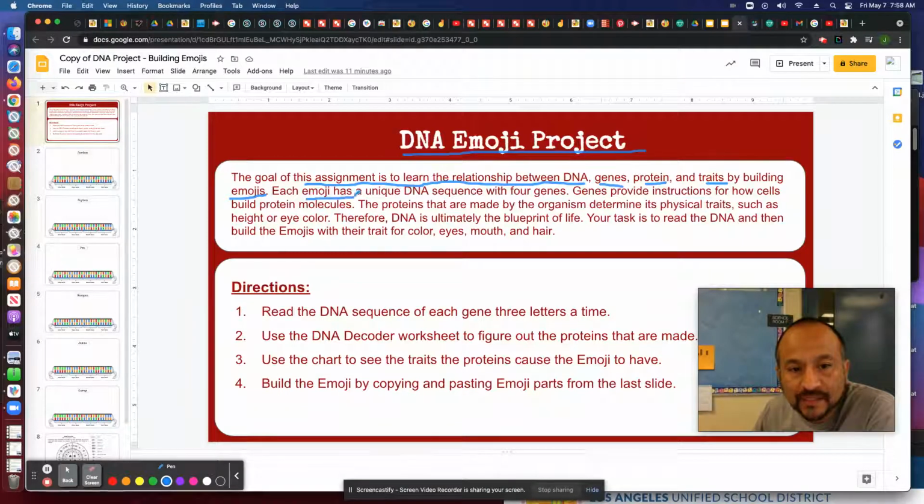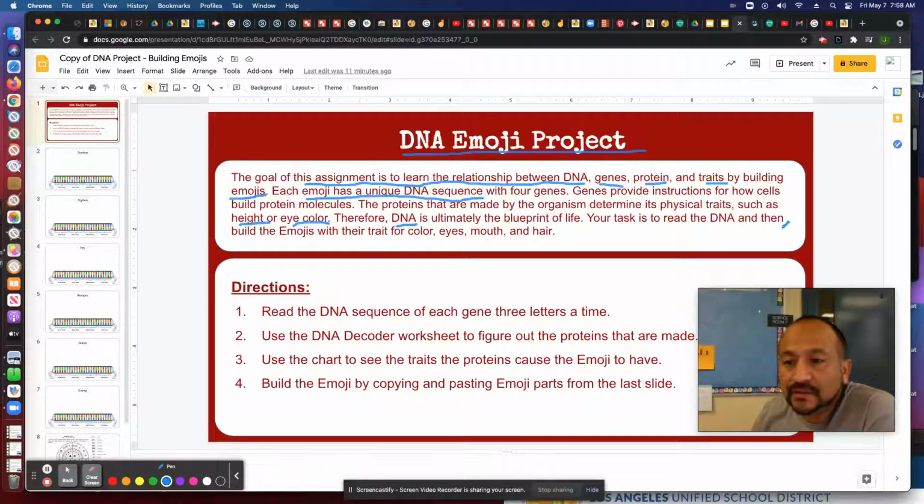Each emoji has a unique DNA sequence, and not just emojis, but humans. We as humans have a unique DNA sequence. Genes provide instructions for how cells build protein molecules. The proteins that are made by the organism determine its physical traits, such as height or eye color. Therefore, DNA is ultimately the blueprint of life.